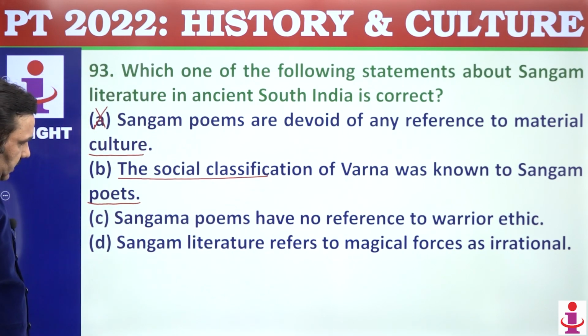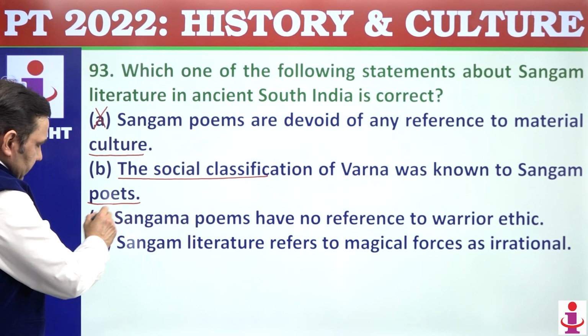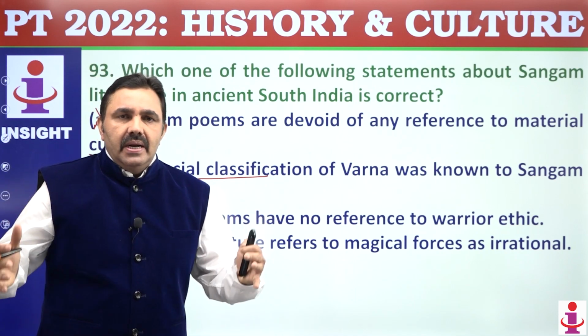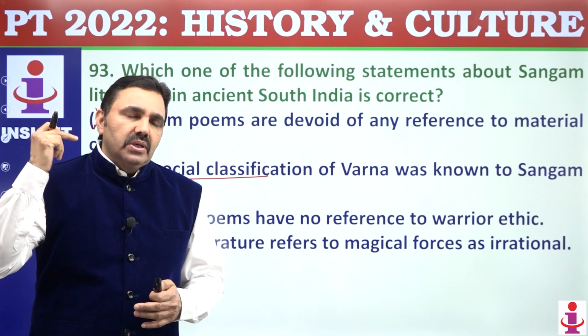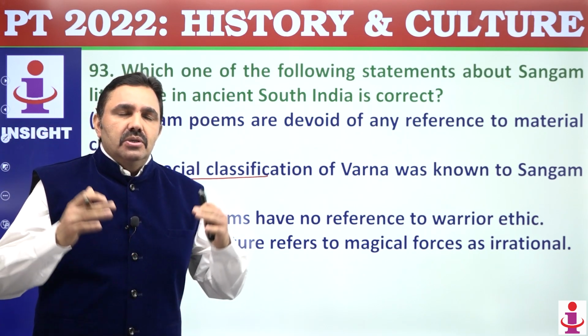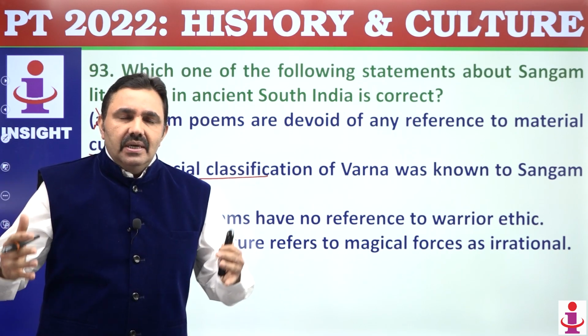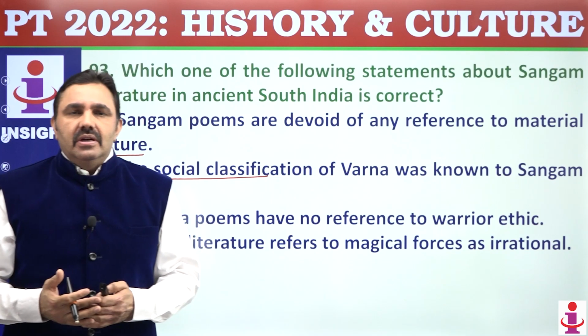Let us first see, this is C option. Sangam poems have no reference to warrior ethics. Sangam poems have reference to warrior ethics. If a commander lost the battle, then he was supposed to bend on his knee, make a wound on his neck with his own sword, and die of hunger. So that was kind of expected, that was ethical behavior from the defeated commanders.